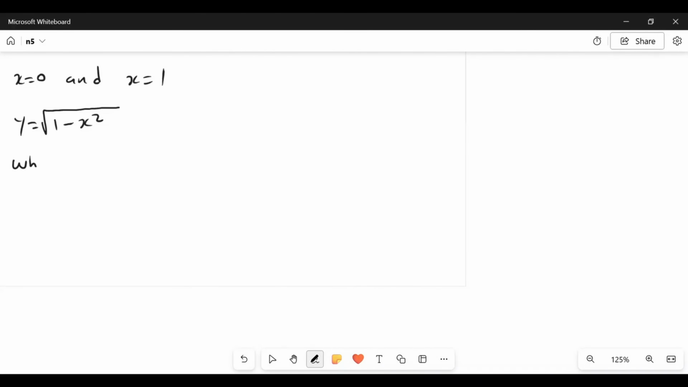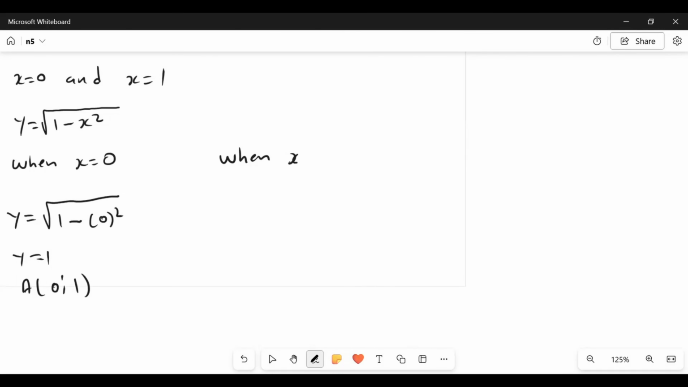So when x is equal to 0, y is equal to the root of 1 minus x squared. But we're not going to write x squared, we're going to write 0 squared. So our final answer here is actually 1. So when x is 0, our y is 1. The first coordinate for the intersection, let's call it A, is going to be (0, 1). There we go.